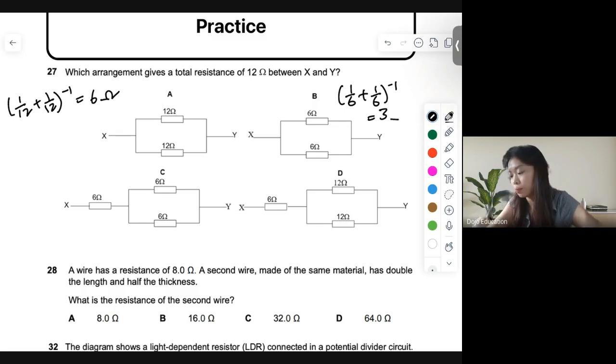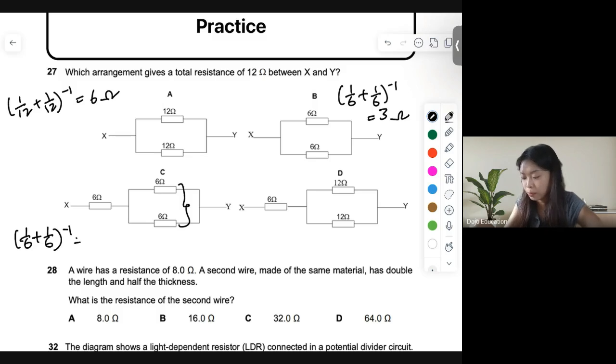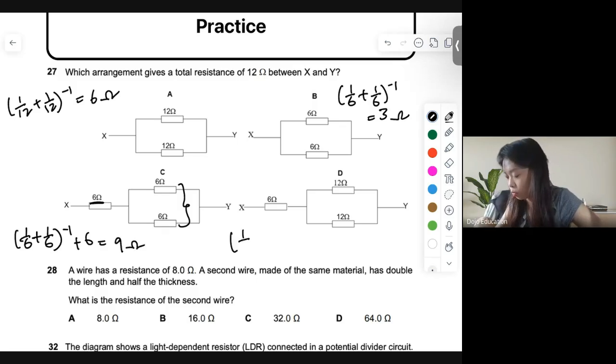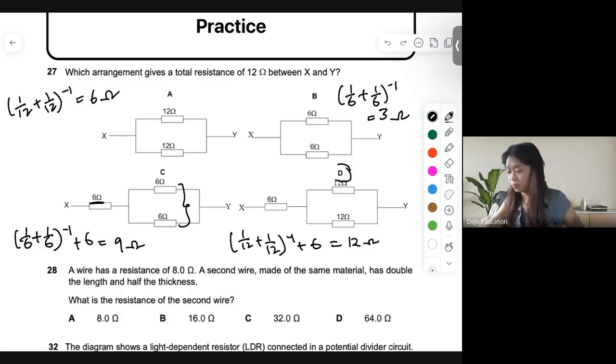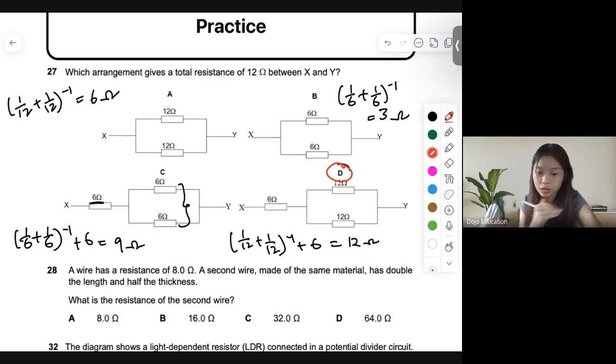And we're getting 3 ohm. Then for option C, it's just 1/6 plus 1/6, because these two are in parallel, plus my 6, which is in series. So basically it is 9 ohms. Then for my option D, it will be 1/12 plus 1/12 inverse plus 6. So 6 plus 6, 12 ohm. So the answer will be D. Okay, pretty straightforward, just sub in formulas.